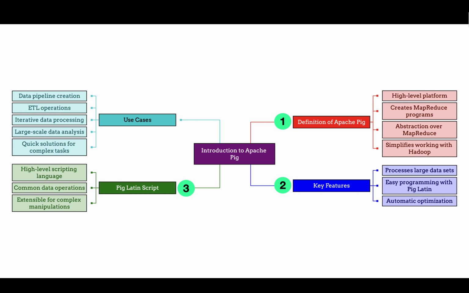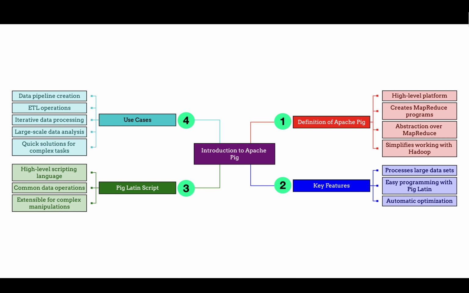3. Pig Latin script. Pig Latin is a high-level scripting language used by Pig. It allows for common data operations like join, filter, group, and sort, and is extensible to support custom functions for more complex data manipulations.